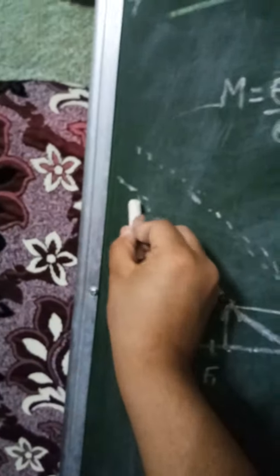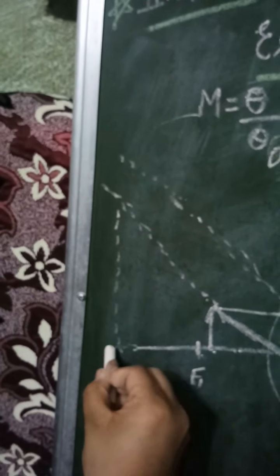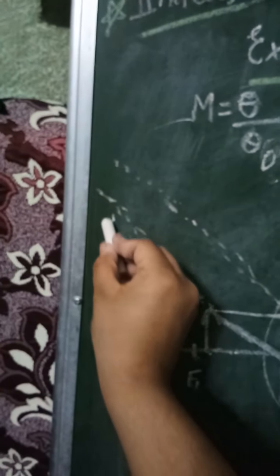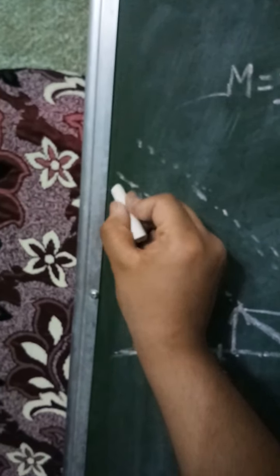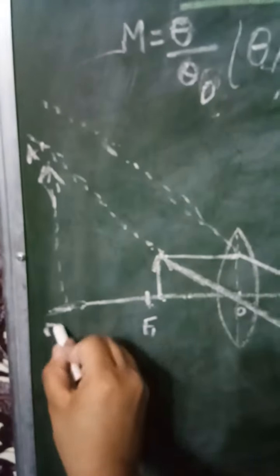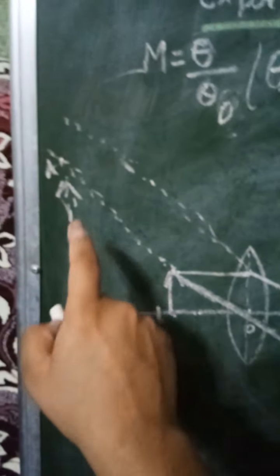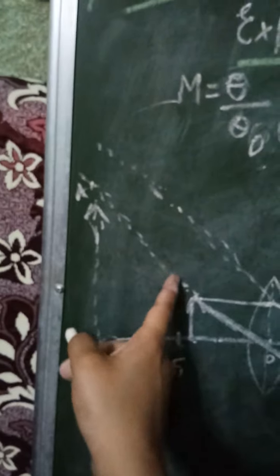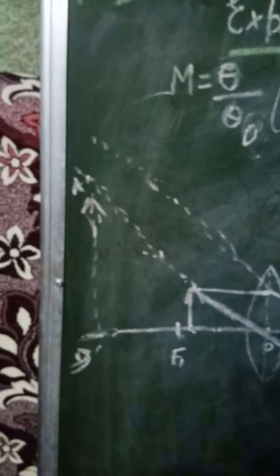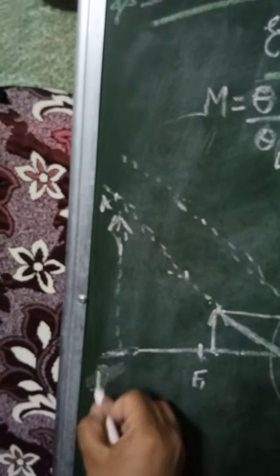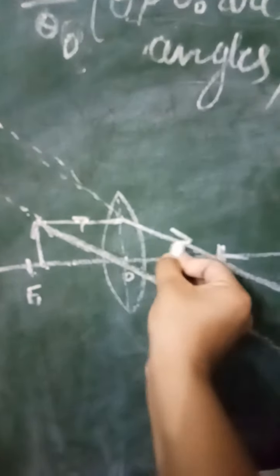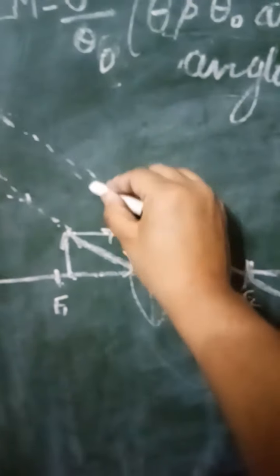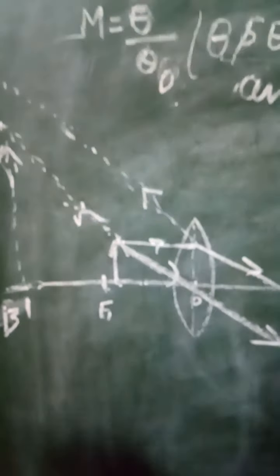So we can show the image by the dotted arrow. The image forms at infinity, so we will show A dash B dash. This is the image, but it is not forming here. This is infinity. For understanding I have made this image. This is the arrow you will show, and this is backward.